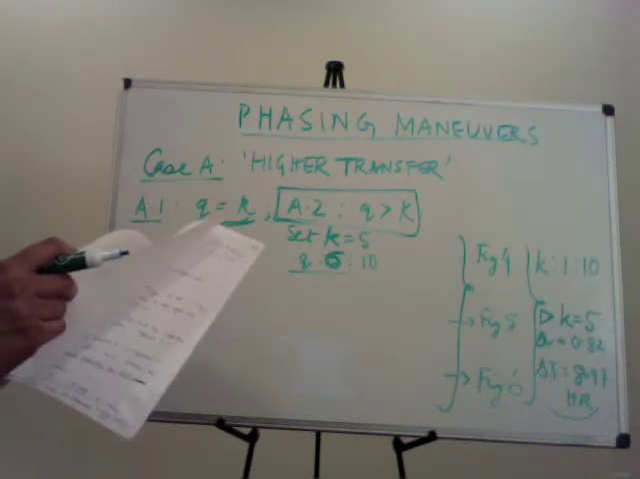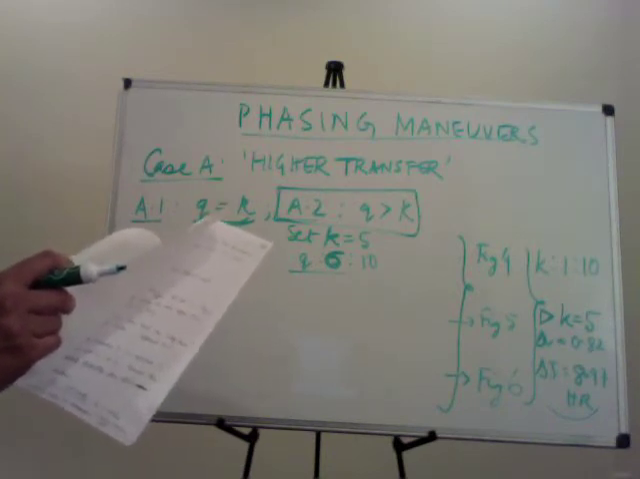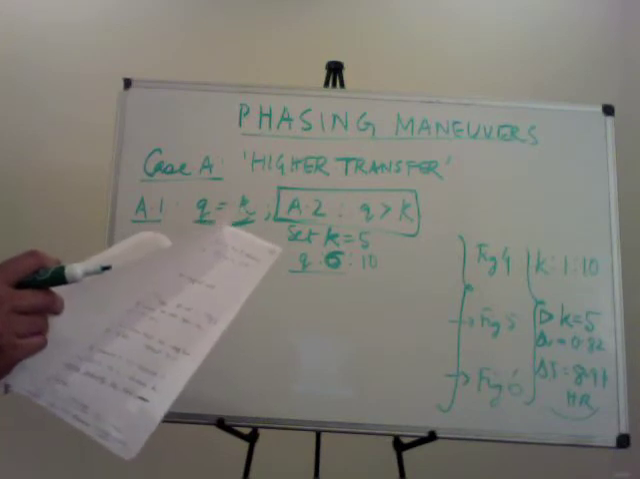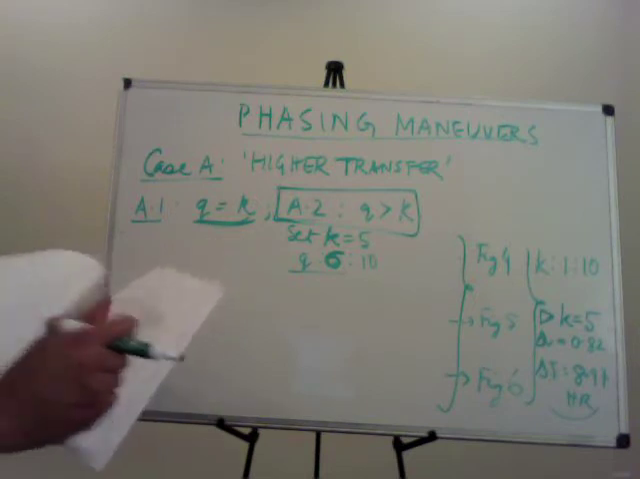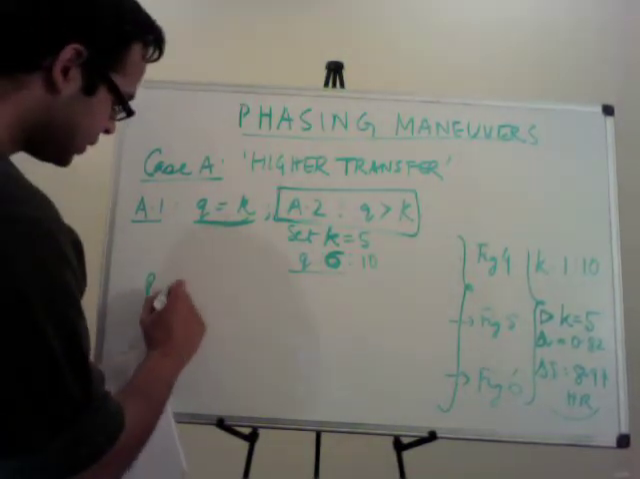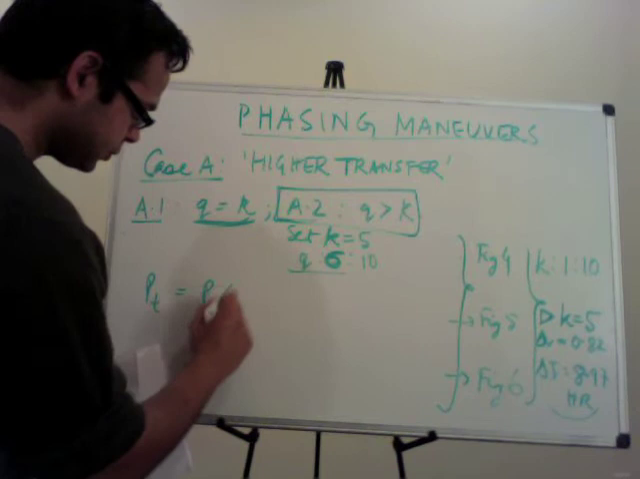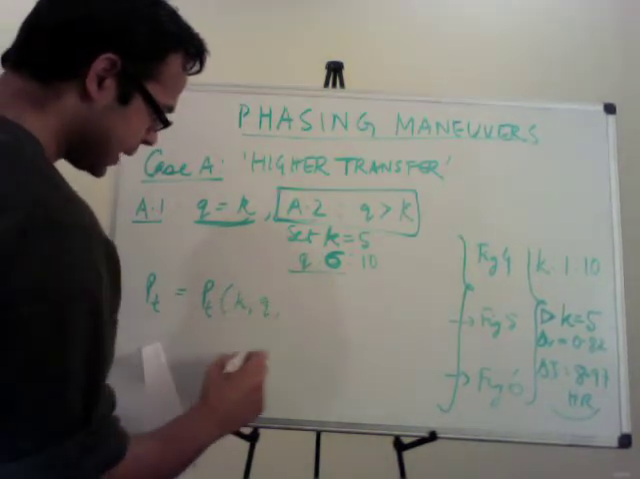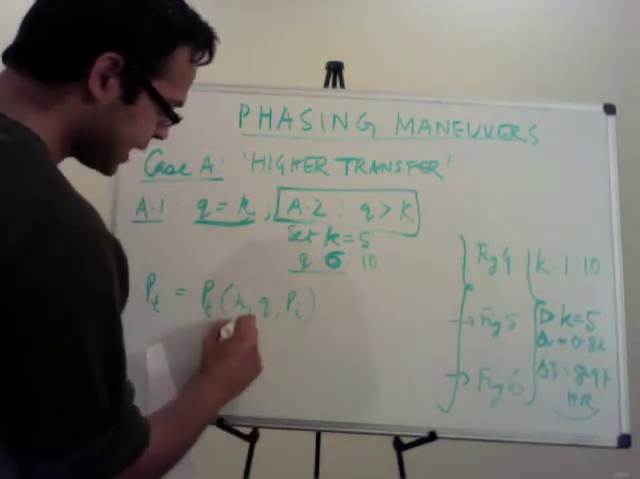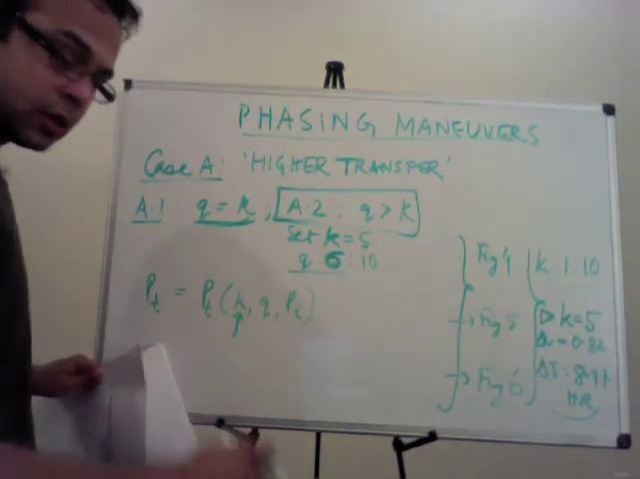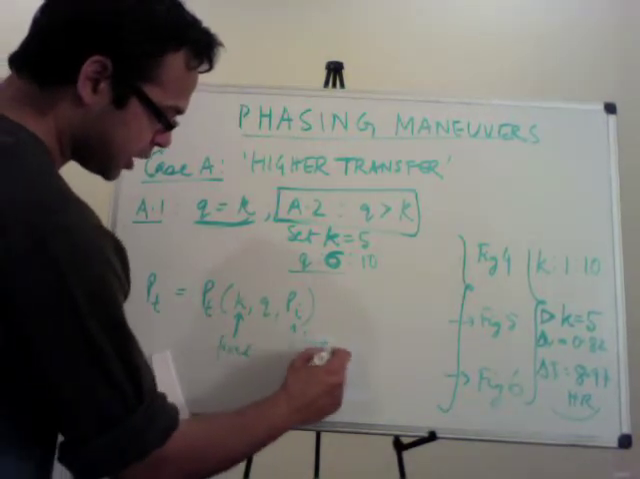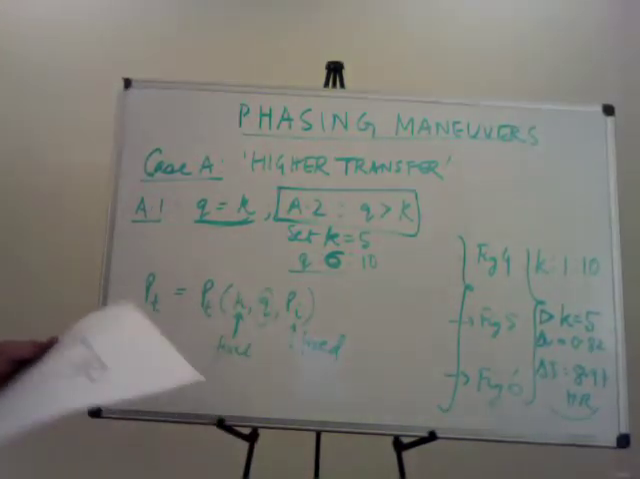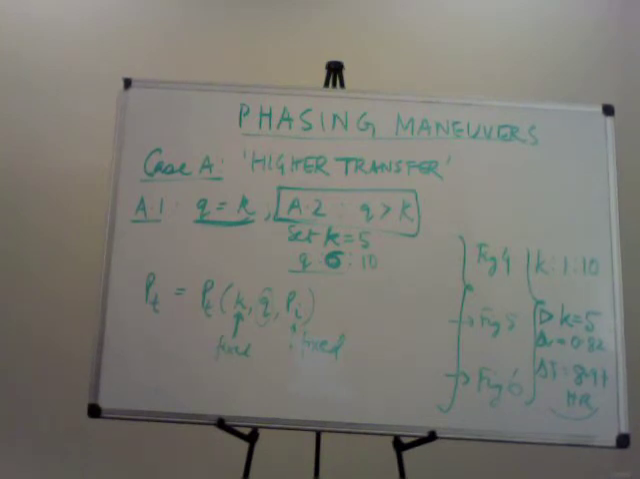You may think that k is fixed, so why is the total time for the maneuver changing? Well, it's changing because q is changing, so pt is changing. pt, you will see, is a function of k, q, and pi. So this is fixed, but now we are changing q, and that's why pt is changing, which means that's why the total time of the maneuver is changing.